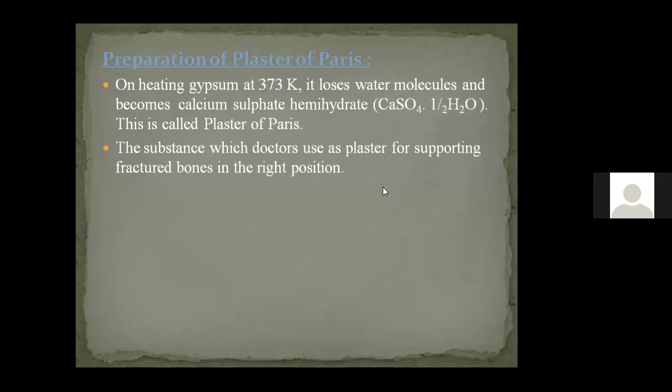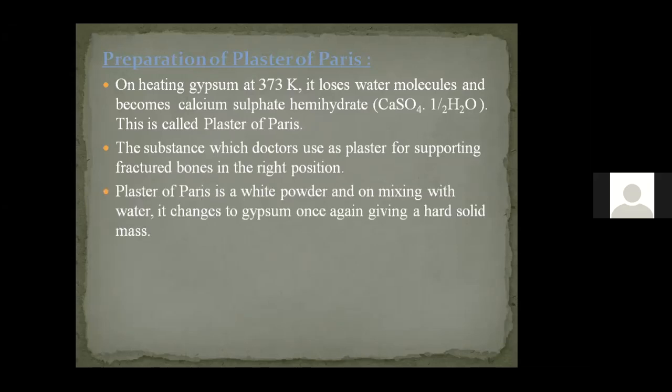The substance which doctors use as a plaster for supporting fractured bones in the right position. So in order to keep the fractured bone in the right position as a supporting substance, the plaster of Paris will be used by the doctors. So plaster of Paris is also used.